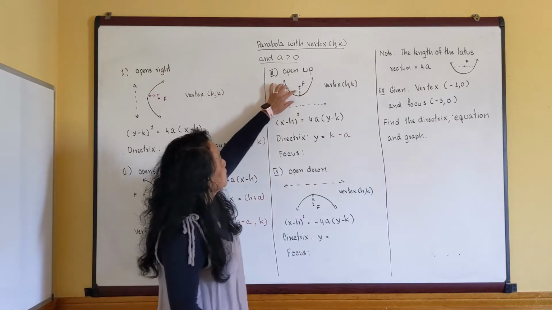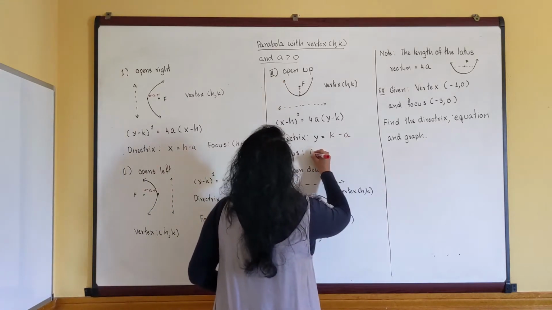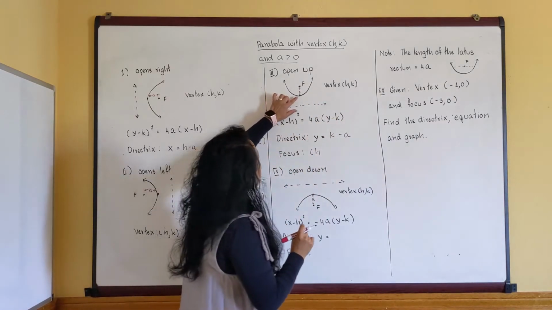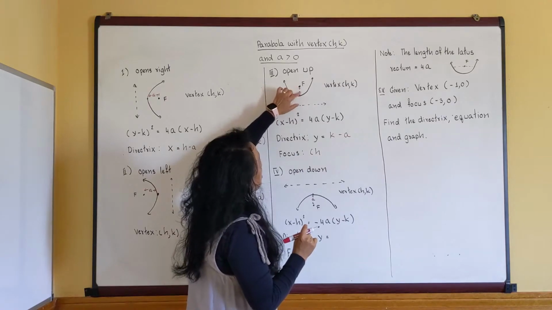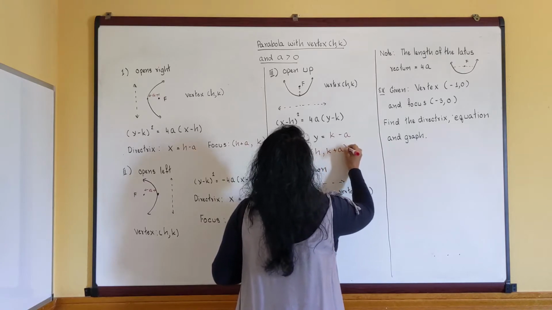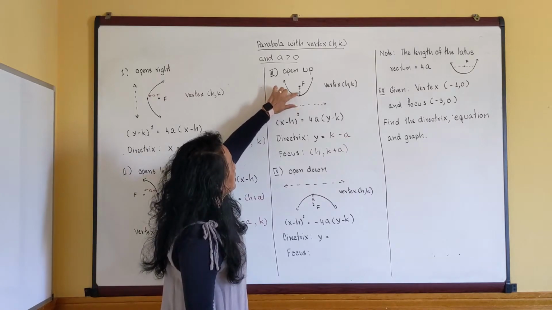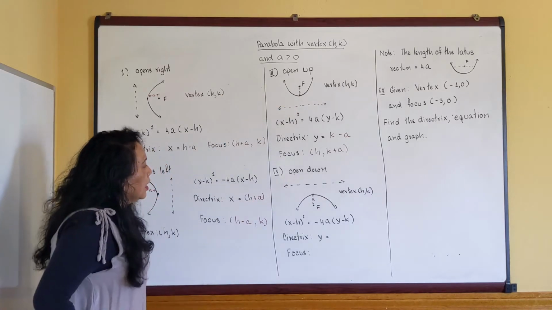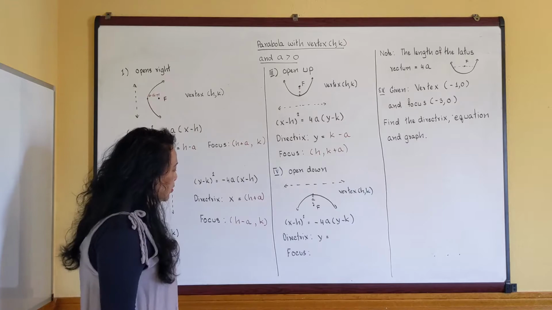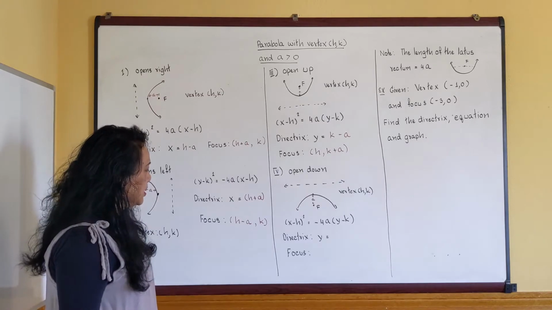Now the focus is above the vertex. The x coordinate is going to remain the same, which is h. Now the y coordinate is going to be above, so it's going to be k plus a. All right, because k is over here, so k plus a. Let's look at when it opens downward. Vertex is (h, k). The formula will be (x minus h) squared equals minus 4a times (y minus k).